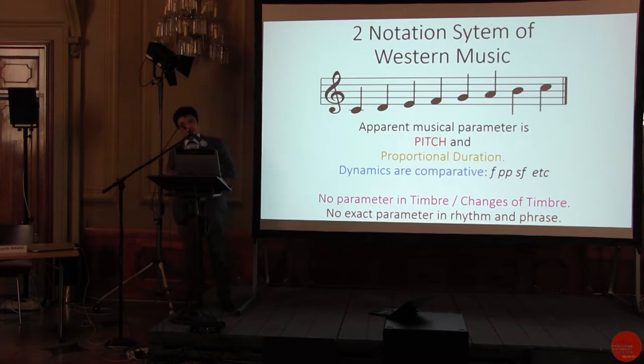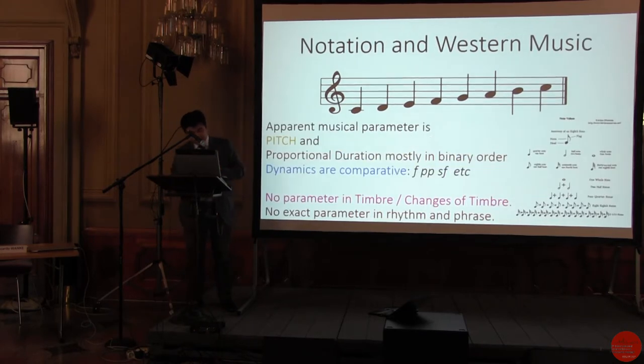Lentla, for example. Lentla is a form of dance, and gigue, or passacaglia. Everything is in three meters, but we have to write down almost exactly the same notation, and only give words: this is waltz, this is passacaglia, and so forth. There is no exact parameter for rhythm and phrase. In the notation of Western music, the apparent musical parameters are pitch and proportional duration, mostly in binary order, fourths, eighths, and so forth. And dynamics are comparative, as I have mentioned.